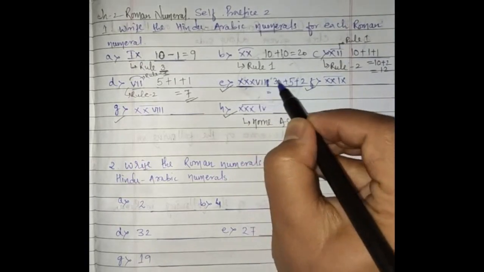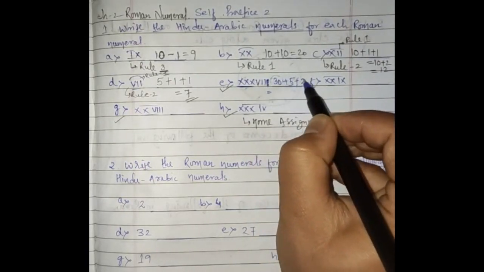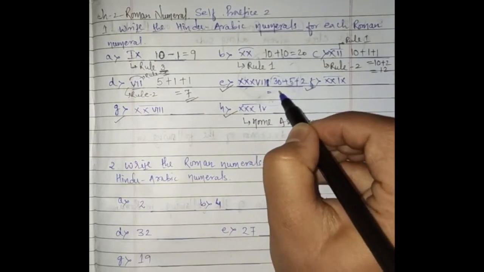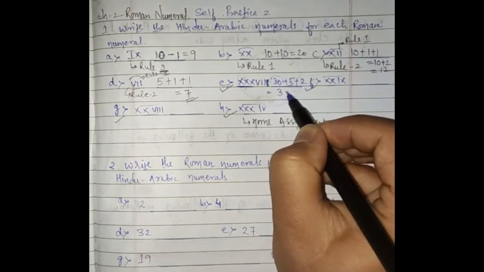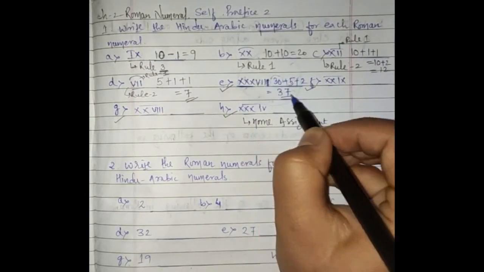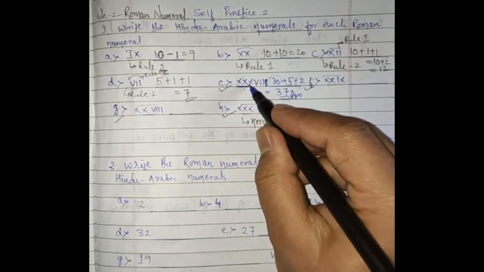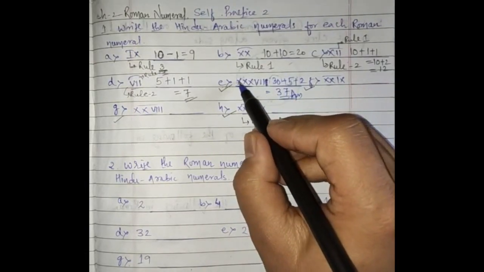This whole thing I have written as one whole number. So 30 plus 5 plus 2 is 35 plus 2. It is 37. So XXXVII represents 37, or 37 in Roman numeral form is represented as XXXVII.